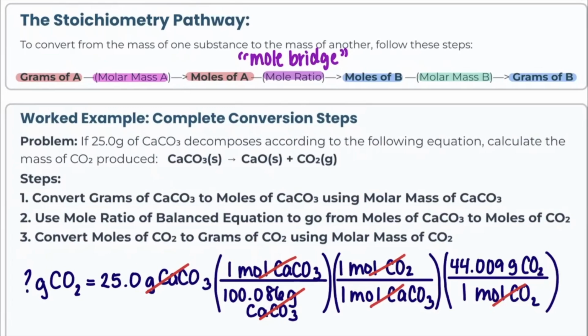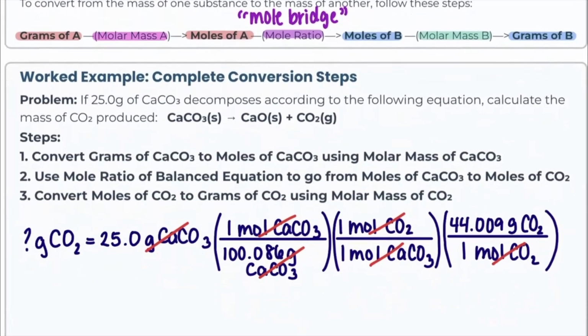Okay, now we're going to plug all this into our calculator. So this is like saying 25 divided by 100.086 times 1, right? 1 over 1 is just 1, times 44.009 grams of CO2. And we end up getting a number about 10.9927962, right? Something like that.